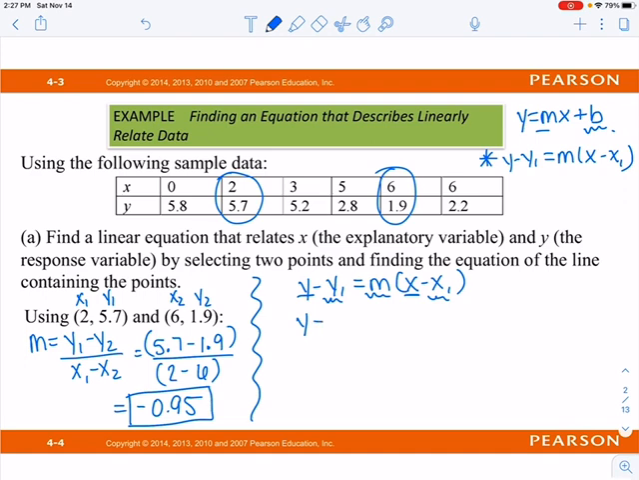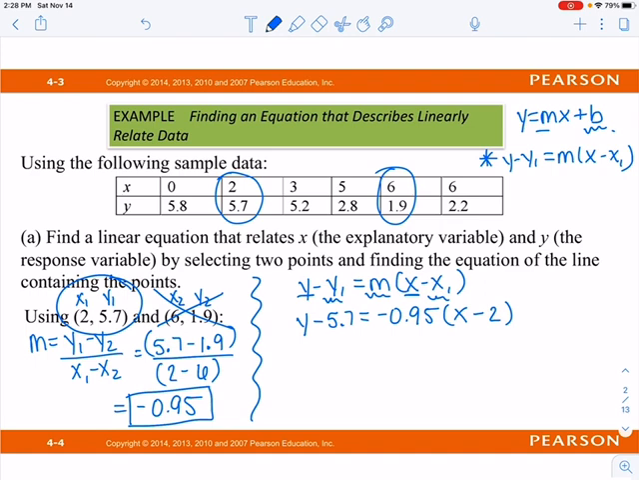And now where is y1, x1 coming from? It's going to come from one of the 2 points I chose. Again, it has to be from one of the 2 points I chose since this was a scatter diagram. Otherwise, it wouldn't matter. So since I already have this ordered pair labeled as x1, y1, I'm going to use that one and ignore the other one. So y1 is going to be 5.7 equals negative 0.95 times x minus 2.